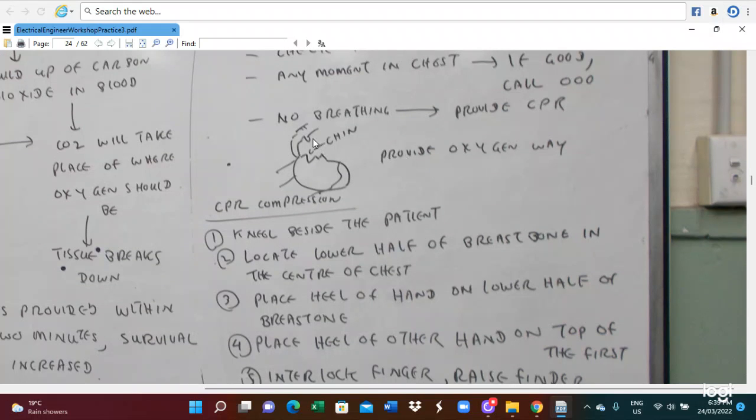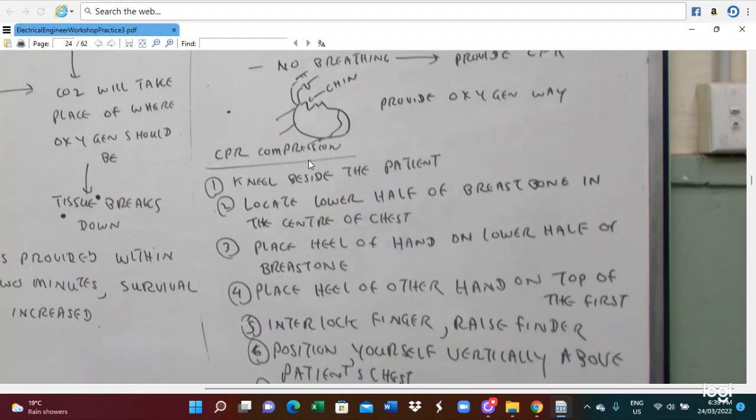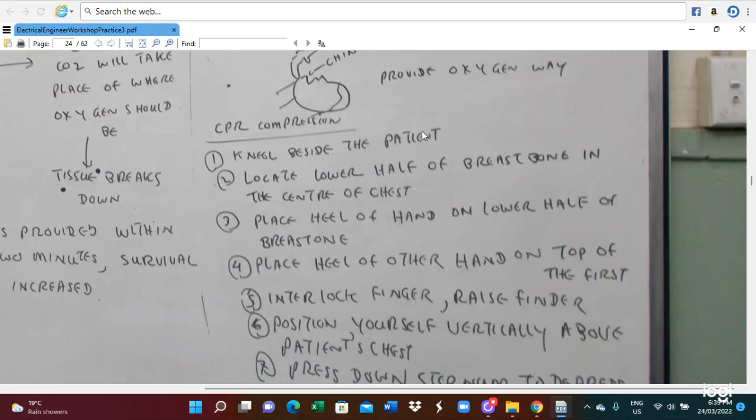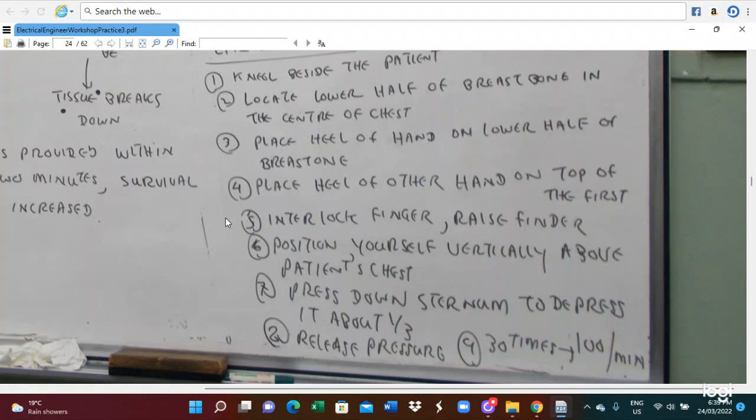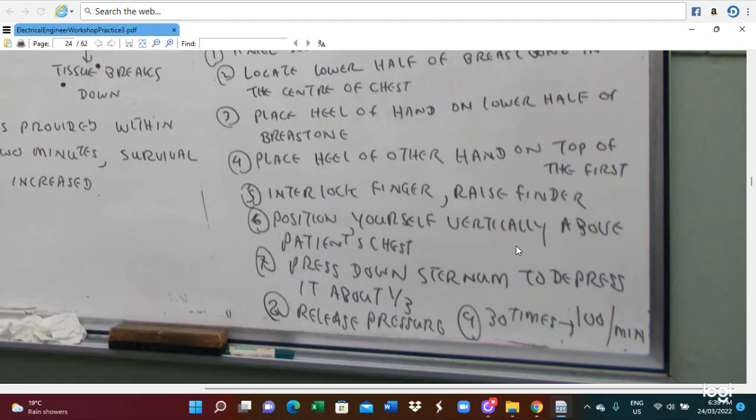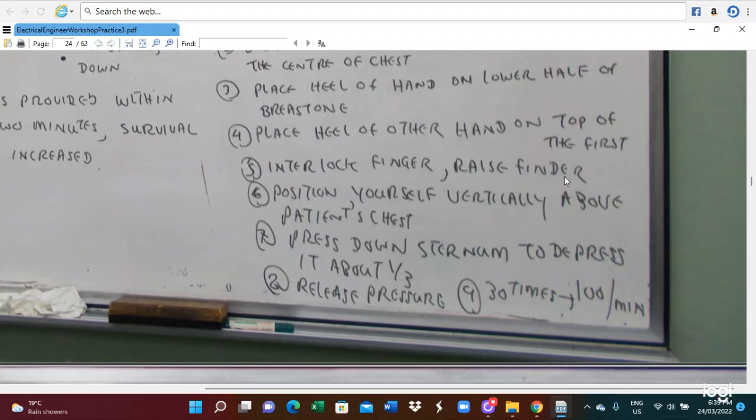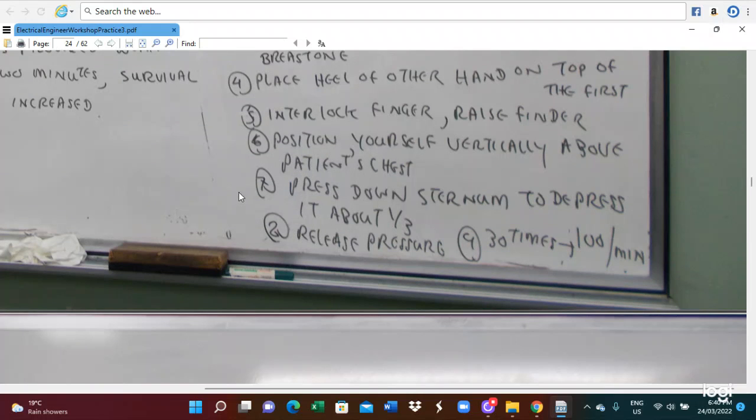Firstly, you have to open the mouth and provide the oxygen way. Then you have to do the CPR compression. You have to kneel beside the patient and locate the lower half of the breastbone in the center of the chest. Place the heel of the hand on the lower half of the breastbone. Place the heel of the other hand on top, interlock the fingers and raise the fingers. Position yourself vertically above the patient's chest, press down the sternum to depress, and then release the pressure. You have to do that 30 times, at 100 times per minute.